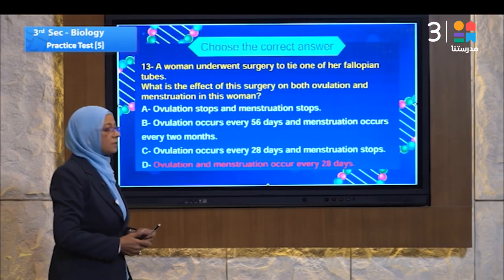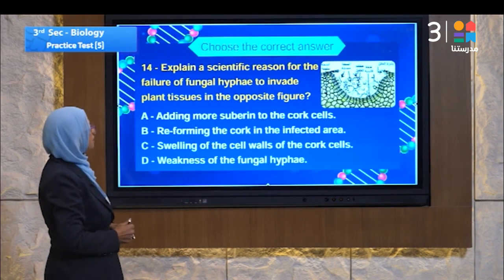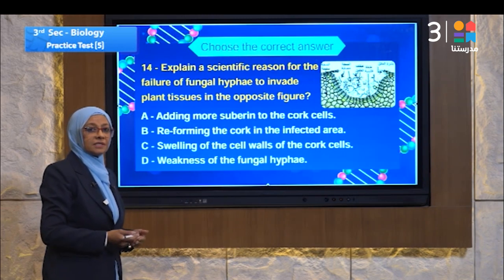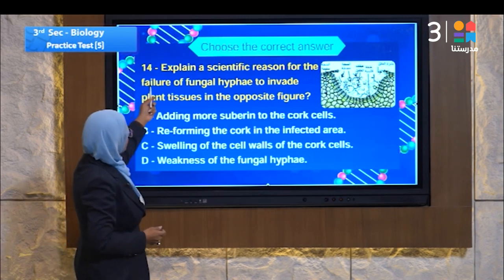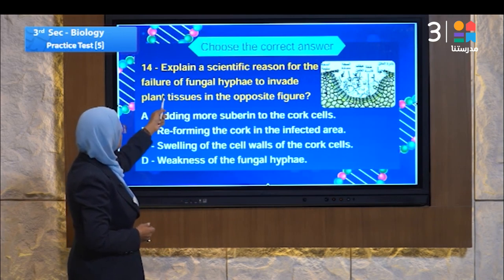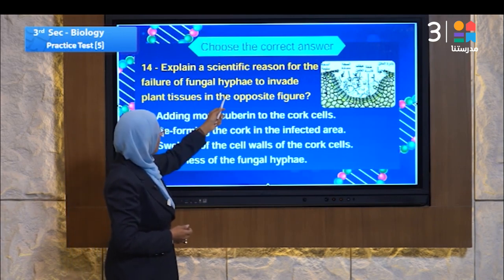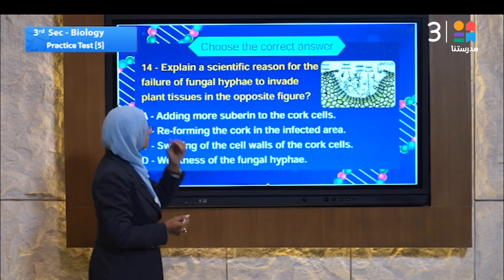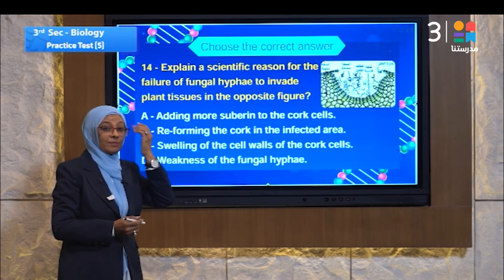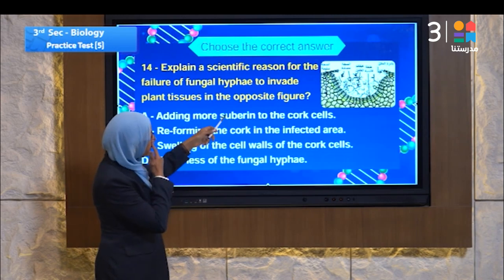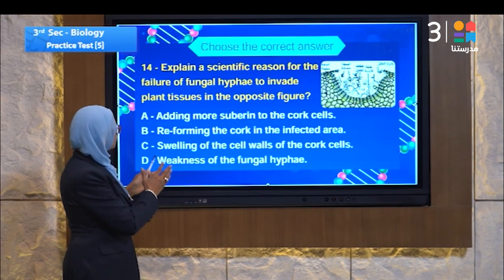Let's go to question number 14. Question number 14 speaks about immunity. Let's read the question and then answer. Explain a scientific reason for the failure of fungal hyphae to invade plant tissue in the opposite figure. Now, we must think. There is a fungal hyphae trying to enter this tissue.